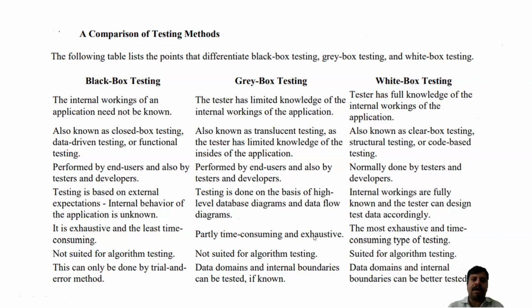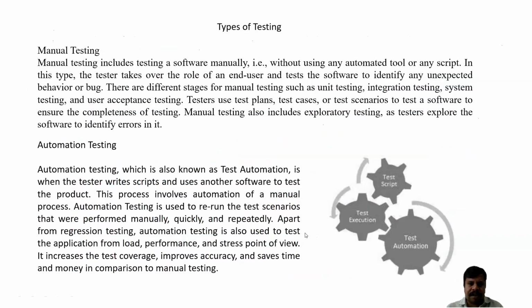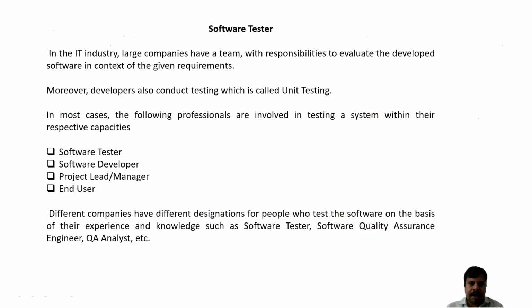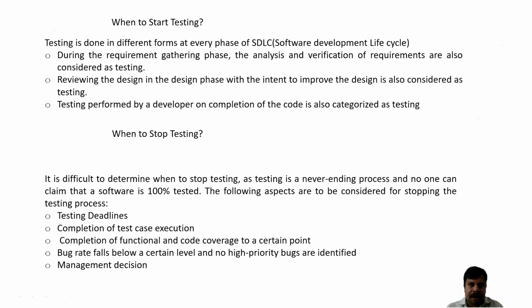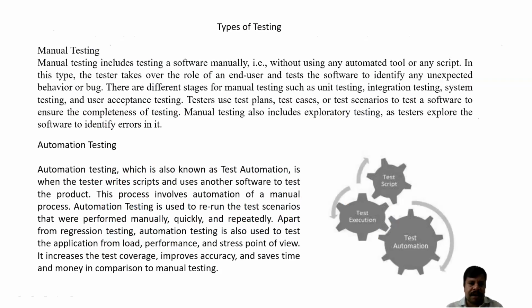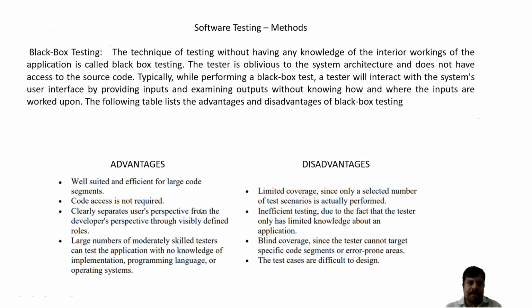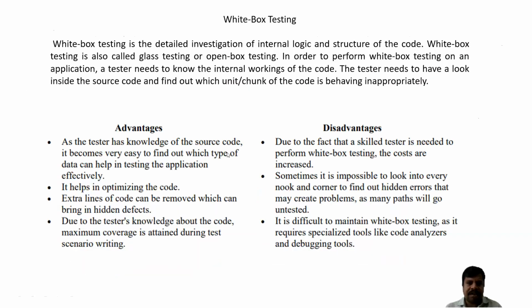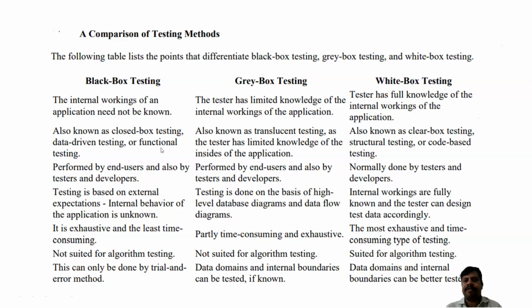So this is the basic of the class. That is what is software testing and types of testing, who is a tester, when to start testing, when to stop testing, what is a verification and validation, and manual automation testing. So in the manual testing, we are having three types: black box testing, white box testing, and gray box testing. The comparison of these three different methods. This is the topic which we learn in today's class.